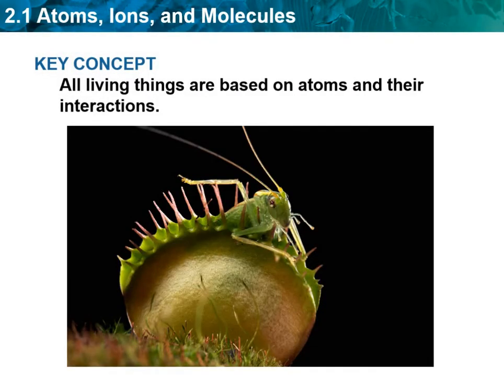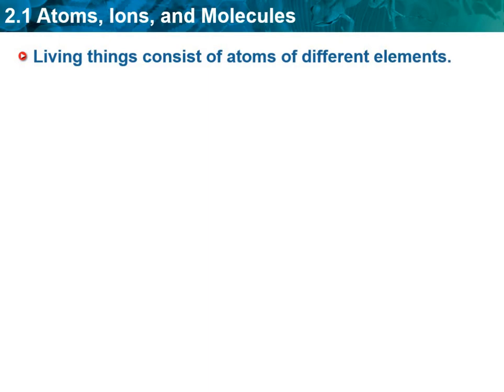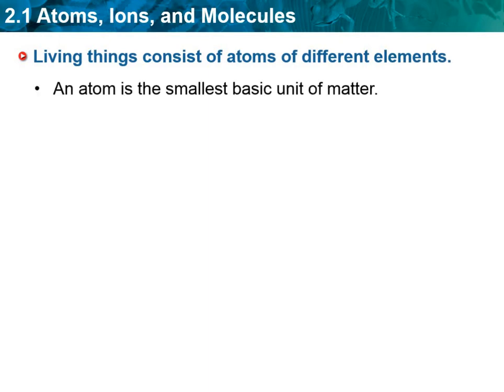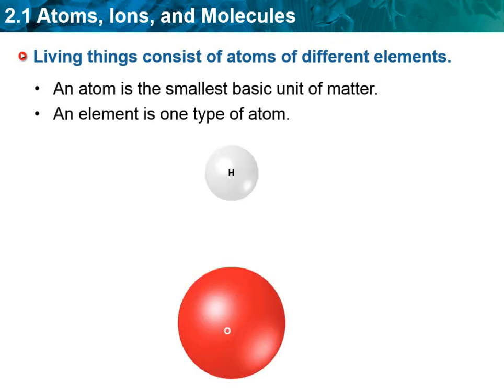Okay, in 2.1, we're going to be looking at atoms, ions, and molecules. All living things are based on atoms and their interactions. So living things consist of atoms of different levels. An atom is the smallest basic unit of matter. An element is made up of one type of atom.